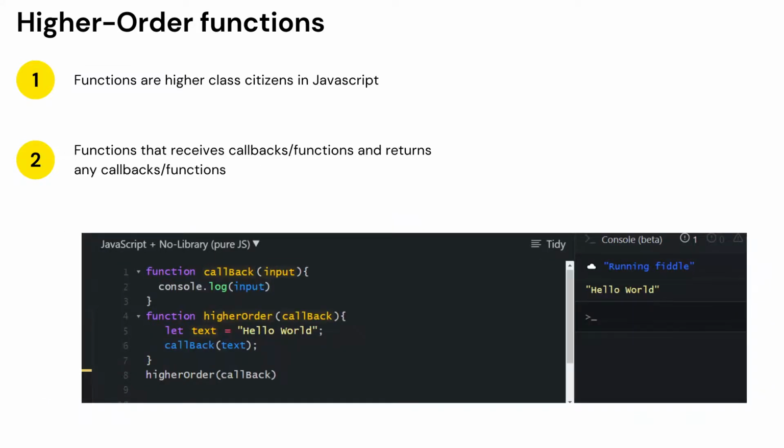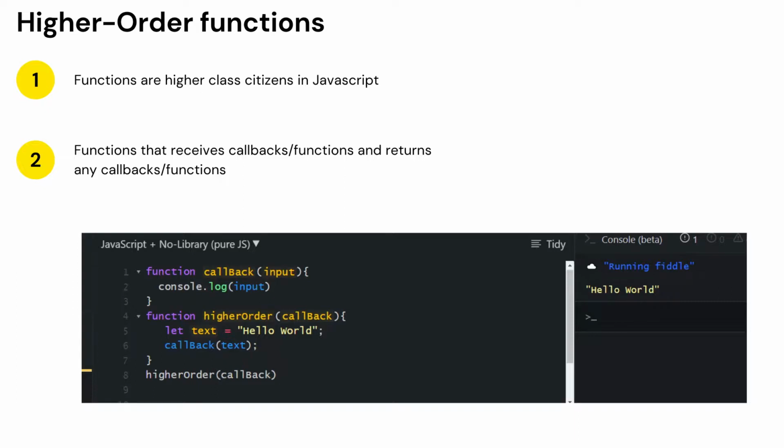So the last topic we're going to discuss here is higher order functions. A higher order function is just a fancy term which simply describes a function that can receive and return functions as a value. To better explain this, here I have created a function callback that takes an input and simply logs the input value in the console.